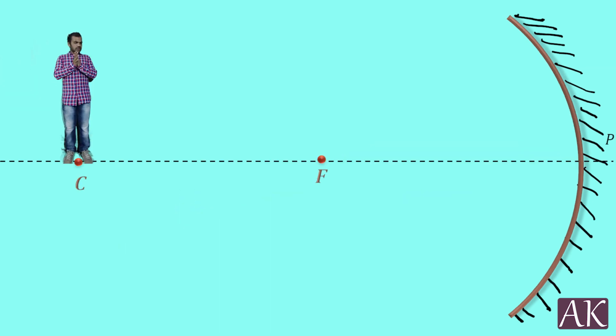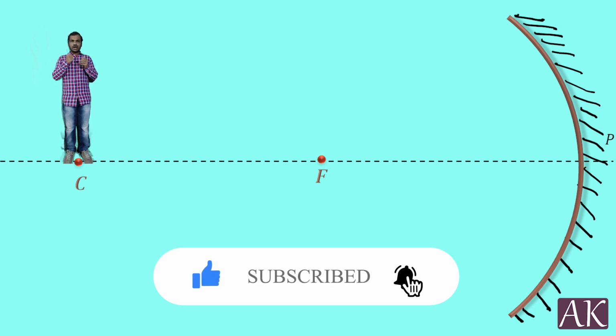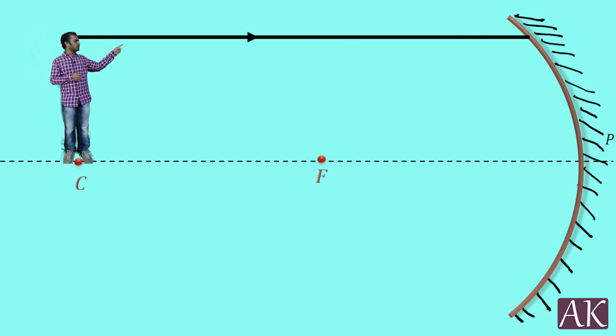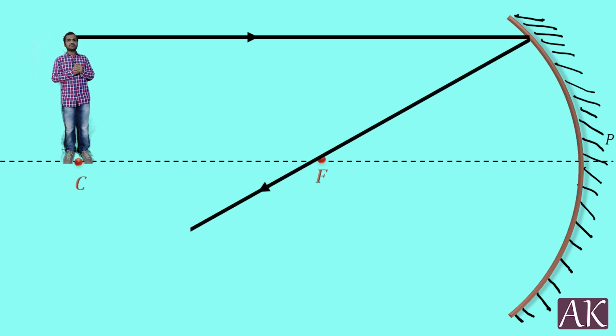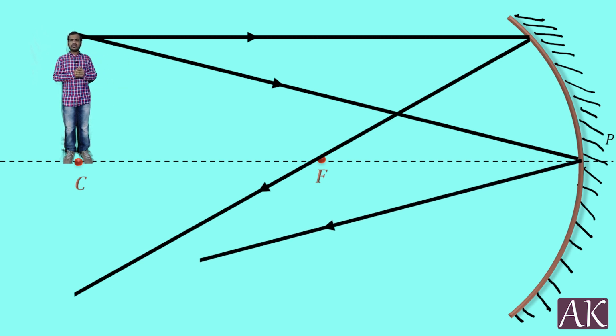Now move to the third case. The third case is when I am going to stand exactly at the center of curvature. The center of curvature is at 2f distance from the pole. Now I am at the center of curvature. So in the same way, take one ray which is parallel to the principal axis, hitting the mirror and reflecting back in such a way that it will pass through the principal focus, and take another ray which is moving from the top of my head and hitting exactly at the pole, and after reflection it goes at the same angle below the principal axis. Now if you see carefully, the image is formed exactly below me.